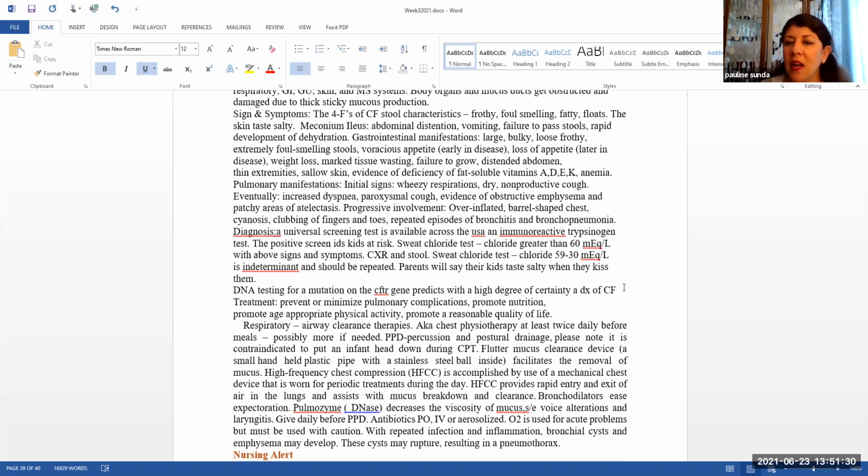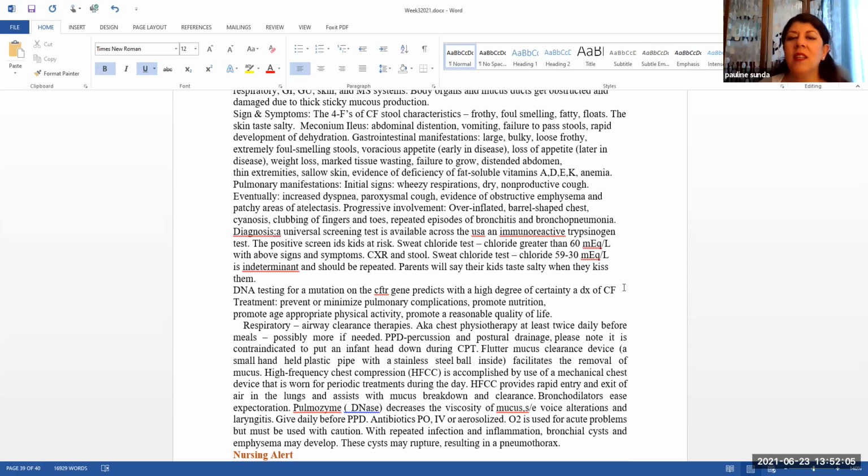Diagnosis. There is a universal screening test that is available across the United States. It's an immunoreactive trypsinogen test. The positive screen identifies children at risk. The sweat chloride test, basically the chloride is greater than 60 milliequivalents per liter with the above signs and symptoms. They will also do chest x-rays and a stool diagnostic test.